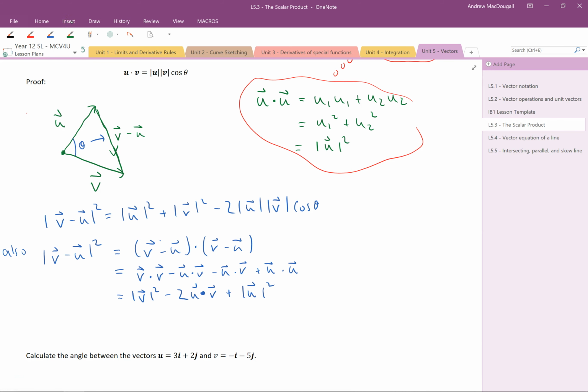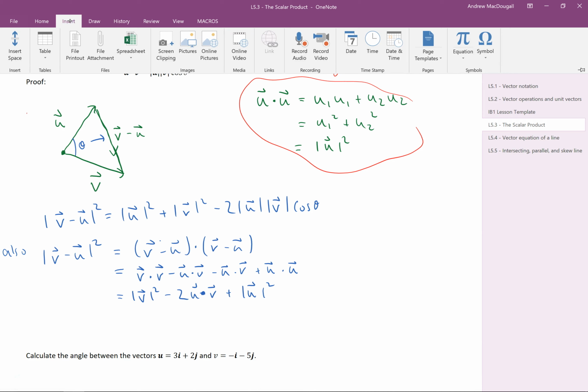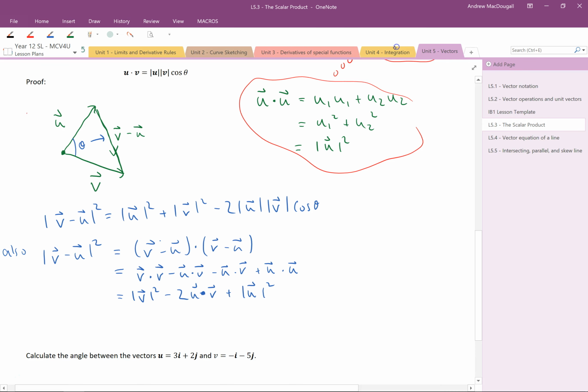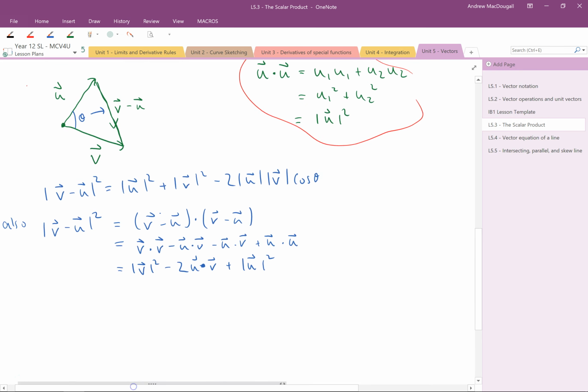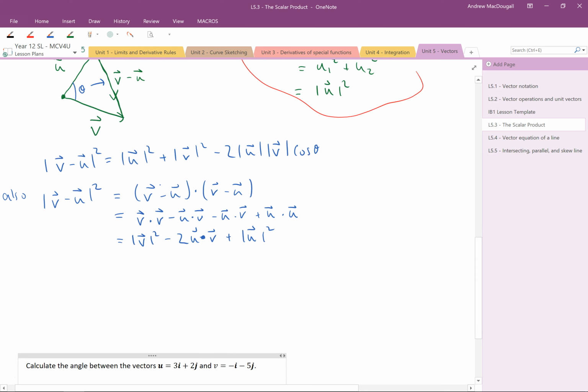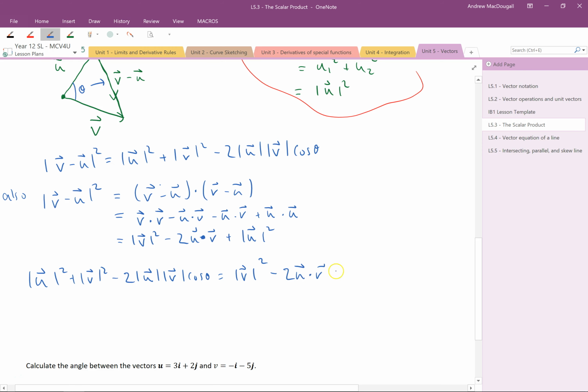So I'm going to give myself a bit more space. So we can compare these two. These are both equal to the length of v minus u squared. So we can say the length of u squared plus the length of v squared minus 2 u v cos theta is equal to the length of v squared minus 2 u dot v plus the length of u squared.